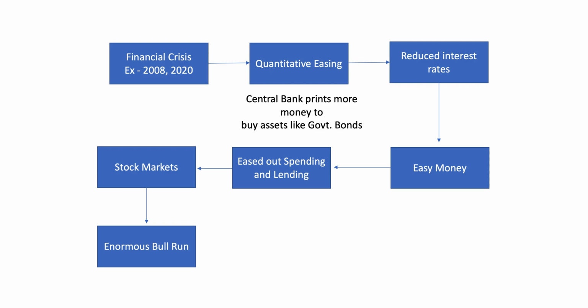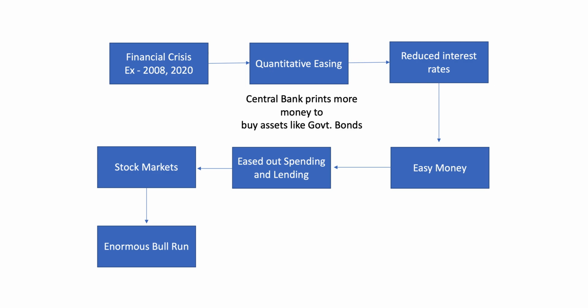Now, a lot of institutional investors also get access to this easy money, and a lot of this money comes to the emerging stock markets. One of the best emerging stock markets to invest in right now is India, and that is the reason we have observed an enormous bull run in the last 1.5 years. With that being clear, let's understand what exactly the taper tantrum is.